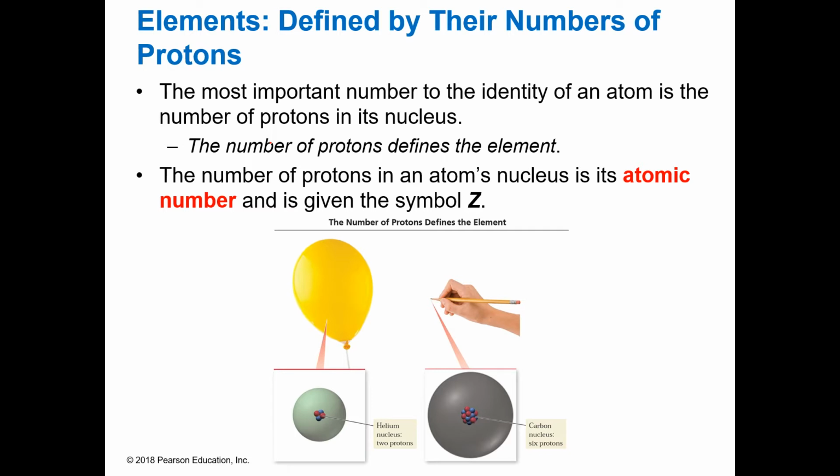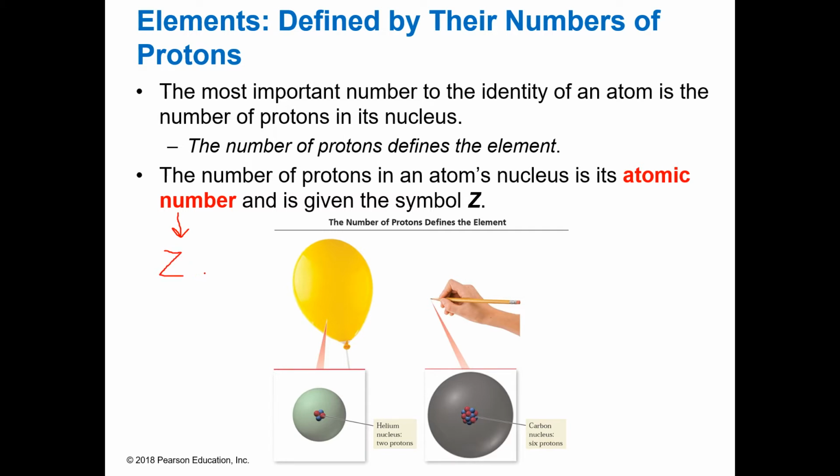Okay, so our elements are defined by what we call an atomic number. So this comes from your periodic table, and you guys should all print out a periodic table. I will send it to you. But the atomic number defines how many protons are in an element. And that number is never, ever, ever going to change. The atomic number has a symbol, and the symbol is Z.